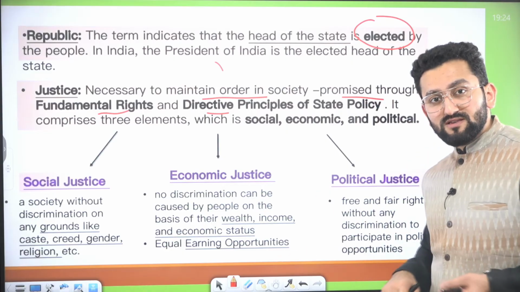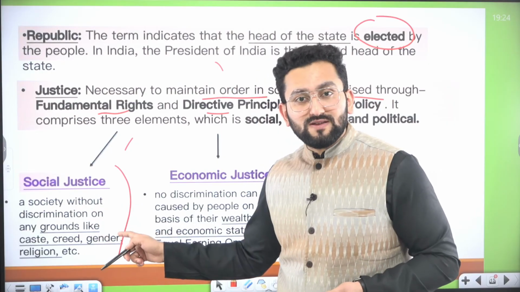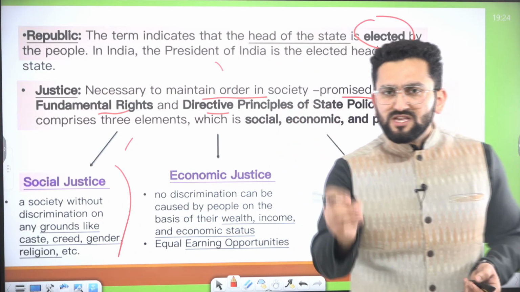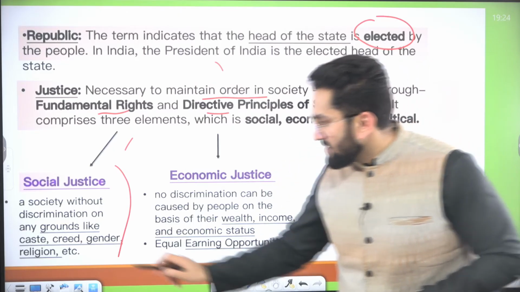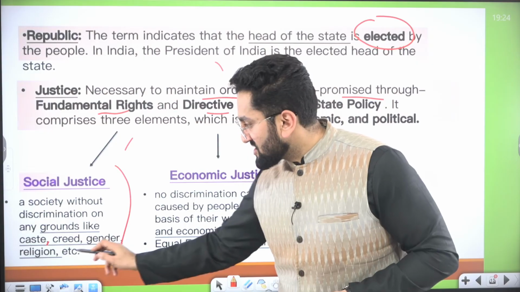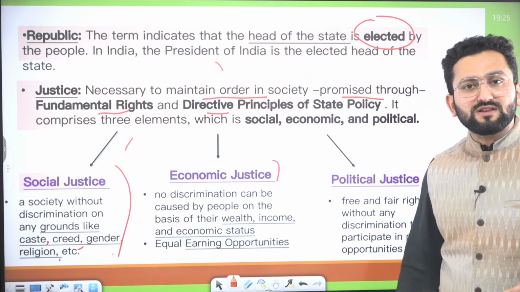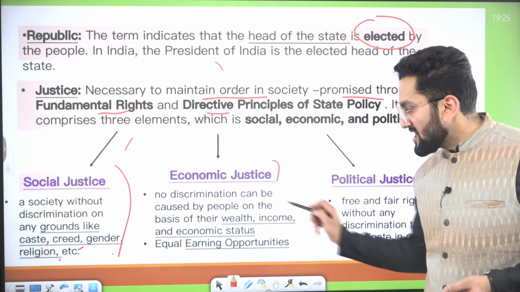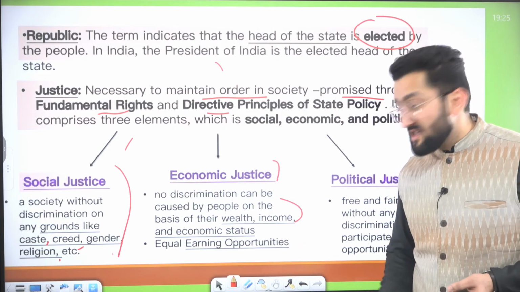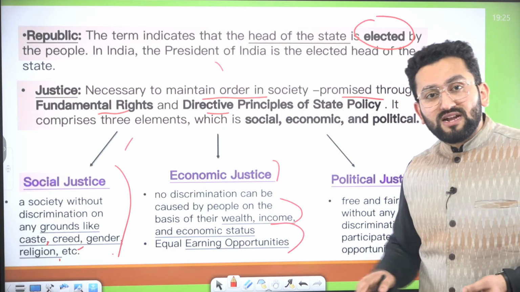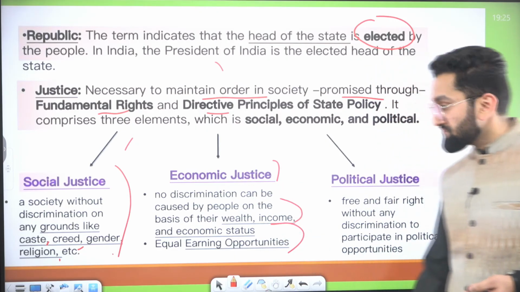Now, what kind of justice do we have? We have three kinds of justice mentioned in our preamble. Social justice. What is social justice? It means you will not be discriminated against on the basis of your social condition. Social conditions may be caste, creed, gender, religion. You will not be discriminated against on this basis. Economic justice. There will be no discrimination on the basis of economic status, wealth, income. Along with this, the state will make sure that enough earning opportunities are given to you. This will be economic justice.